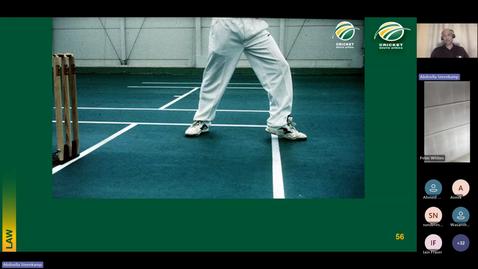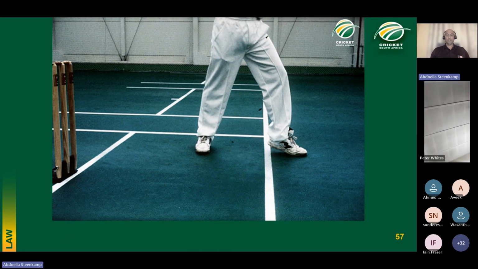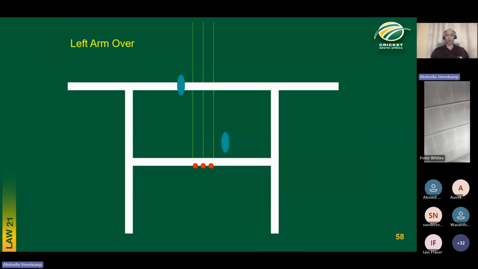Back foot, we're happy, no issue. Front foot, yes, it is a bit raised, but you can see there is a portion behind the back edge of the popping crease, fair delivery. Back foot, no issue, not touching the return crease. Is the part of the front foot either grounded or raised behind the back edge of the popping crease? No, it's not. No ball.